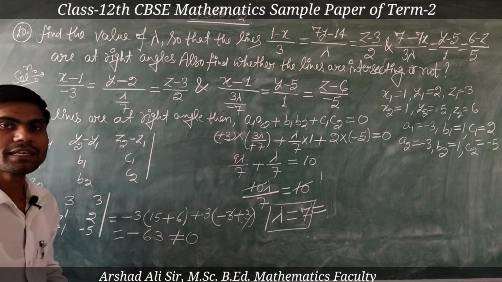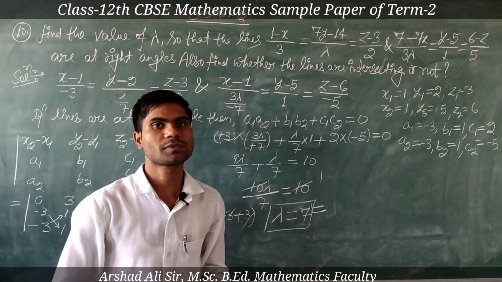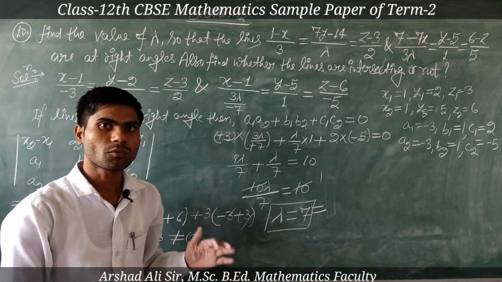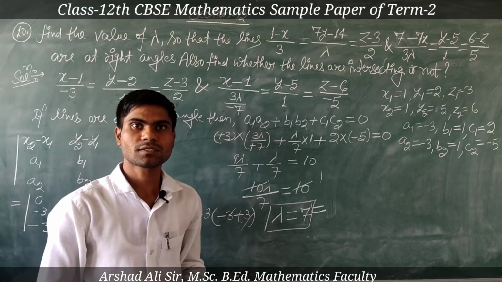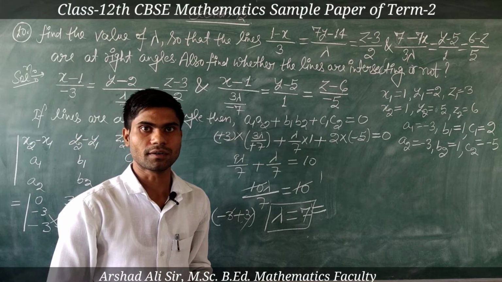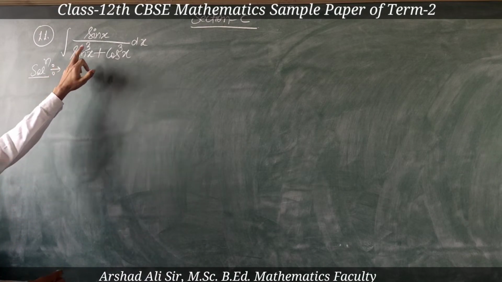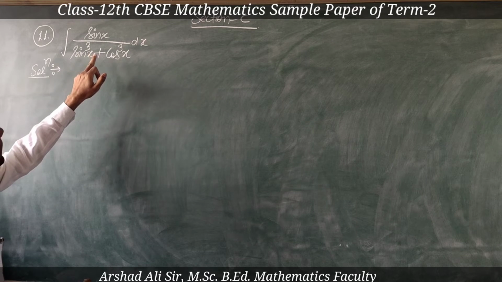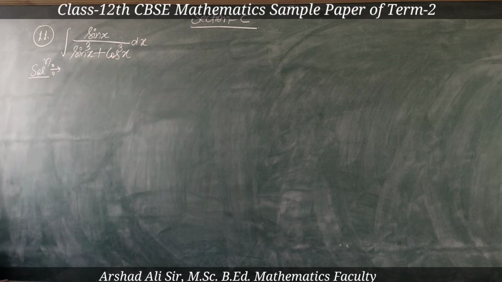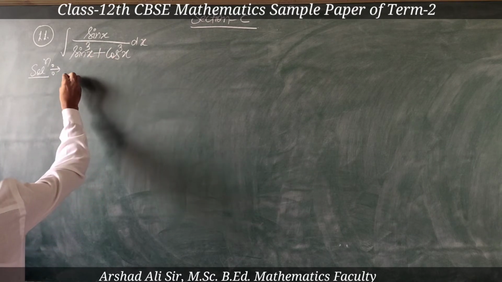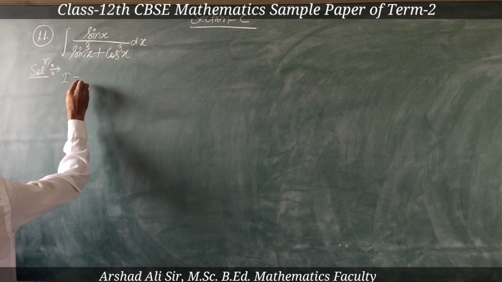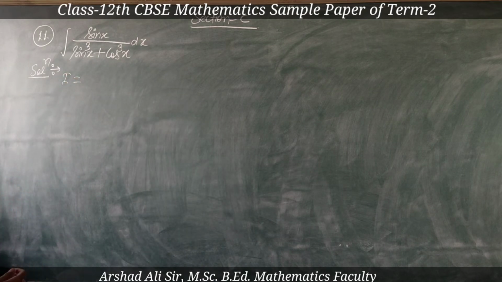Okay, my dear students, it was our last question of section B. Now from next we will start section C from question number 11. In question number 11 we are given to find the integration of sin x upon sin cube x plus cos cube x dx. So we can take I is equal to, and in this question we can divide by cos cube x.